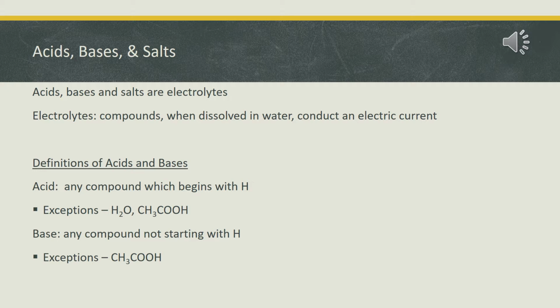And then there's this other one, CH3COOH. That's acetic acid. It doesn't start with H. Here, the H that would normally be at the beginning is at the end. And that is actually an exception for both of them because for a base, it doesn't start with an H, but it's still not a base. It's an acid. Off of this slide, write down electrolytes.